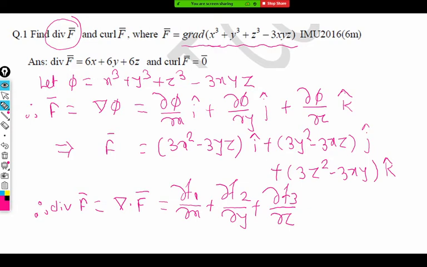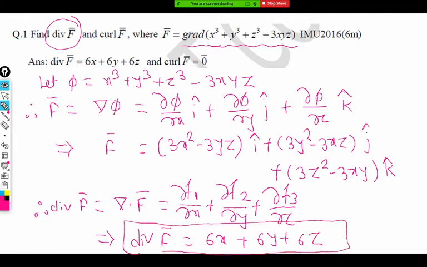Now tell me the answer. Divergence of f bar is 6x plus 6y plus 6z. Very good. That's the end of the first part. We got the divergence of f bar, and now only one part is left here, curl f bar.